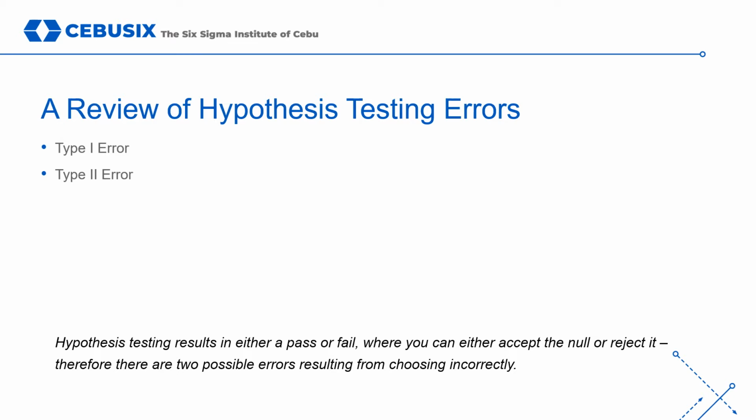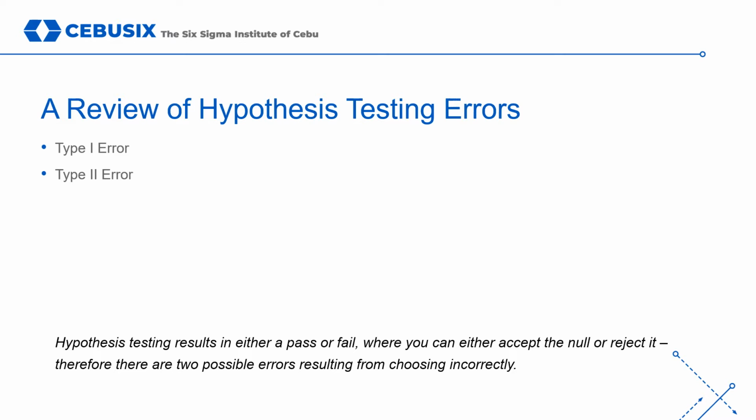Hypothesis testing results in either a pass or fail, where you can either accept the null or reject it. Therefore, there are two possible errors resulting from choosing incorrectly. In this section, we are going to take a closer look at the two possible testing errors that we may face in a Six Sigma initiative.